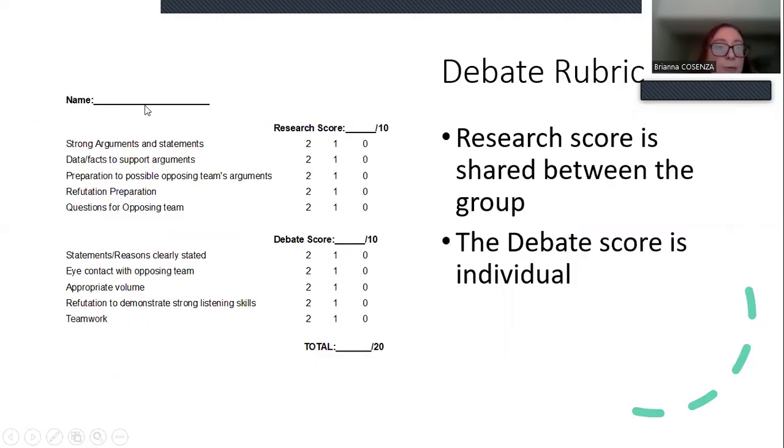My debate rubric, so I break it up. The research is actually shared between the group because everyone has their own roles gathering information and bringing it together. But the debate score is individual, depending on how they do, how they explain, how they speak in the debate.